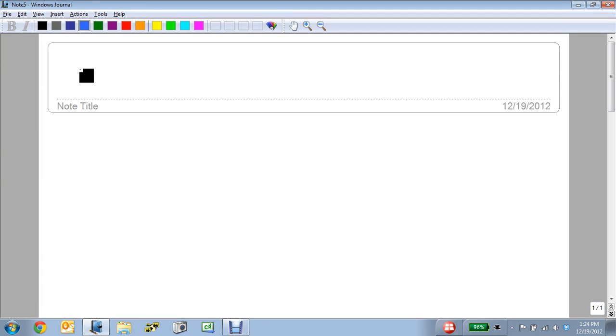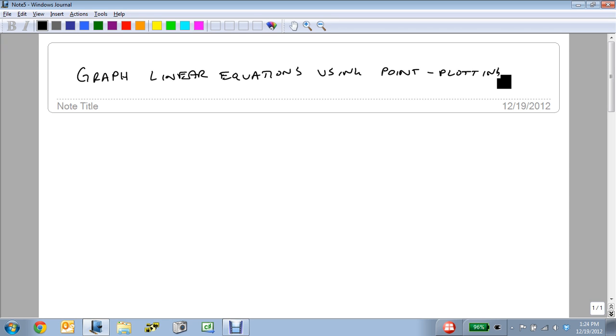We're now going to spend a little bit more time, and we are going to graph linear equations using point plotting. Remember, the whole goal of point plotting is to pick one variable and solve for the other.